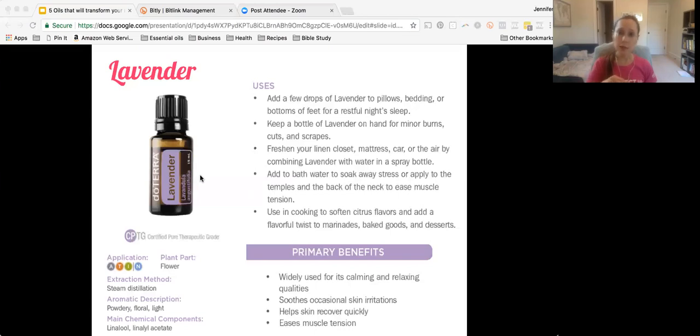It's a great oil to use for just freshening things up, you know, adding a few drops of lavender to your dryer balls and throwing them in the dryer, or your mattress or linen closet or car. Anything like that. And so lavender, just think, you know, anytime you need that calming or soothing benefits, lavender is going to be a wonderful oil to use.